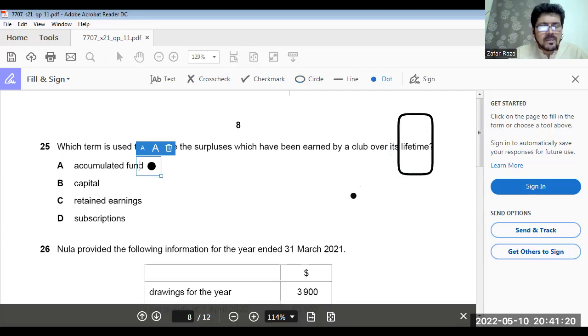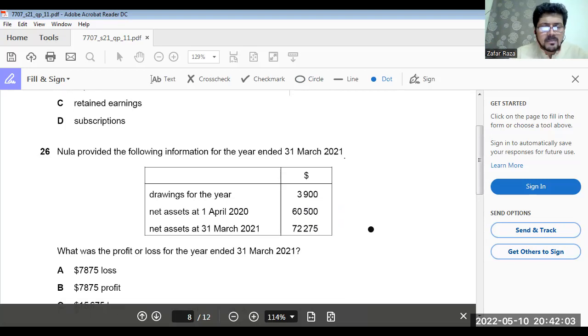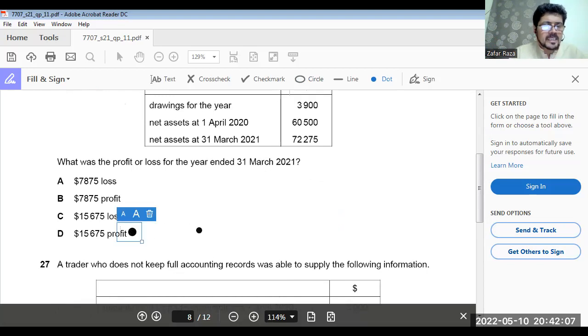Okay. Now, next 26. Mueller provided the following information for the year ended 31st March 2021. Drawings for the year 3,900. Net assets means capital at start, this is capital at start, this is capital at end, and this is drawings. So we have to calculate profit or loss. How to calculate? Capital at end 72,275 plus drawings 3,900 minus capital at start 60,500. The answer is 15,675 profit. So D option should be the answer.